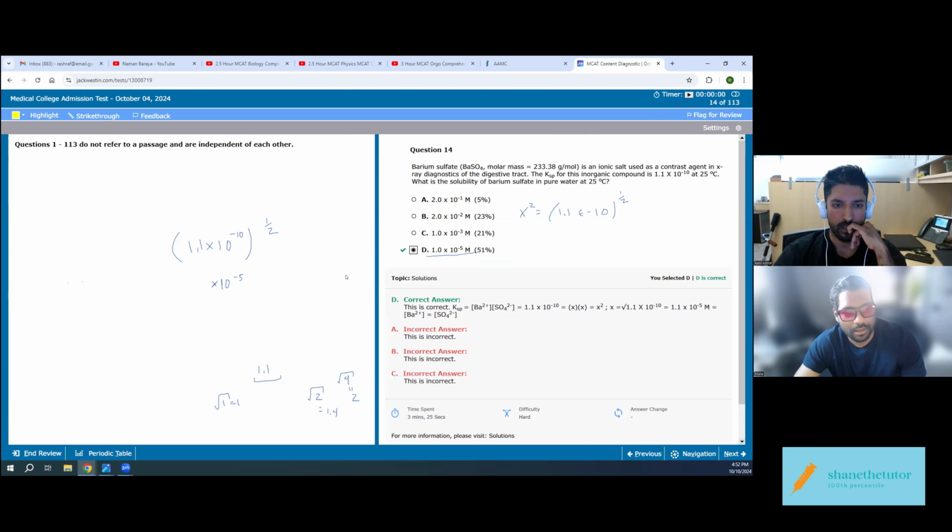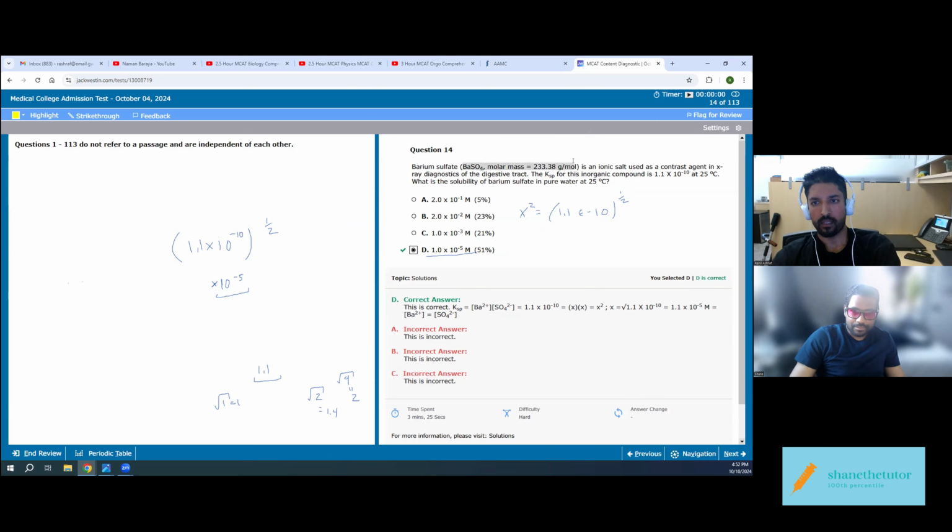Oh, yeah. Okay. Because first of all, it's the only one that has the 10 to the negative 5 power, but also we know that the square root of 1.1 is going to be pretty close to 1.